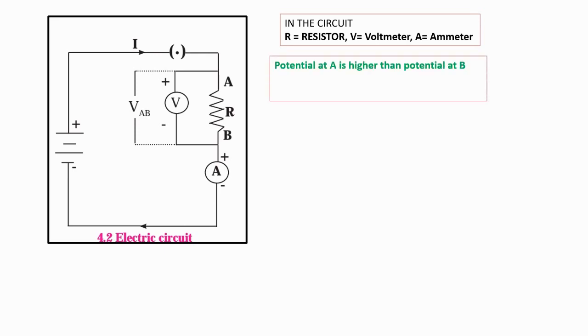The potential at A is higher than the potential at B. But why? Because A is connected to the positive end of the battery and B is connected to the negative end of the battery. The positive electrode means the higher potential and the negative electrode means the lower potential, and that is why the potential at A is higher than the potential at B.